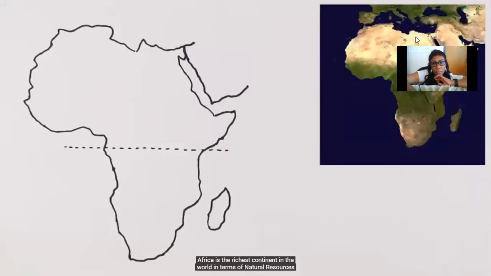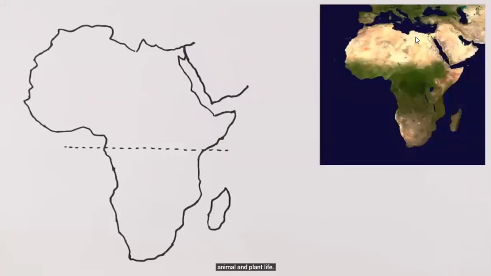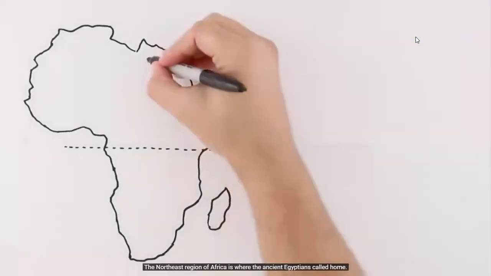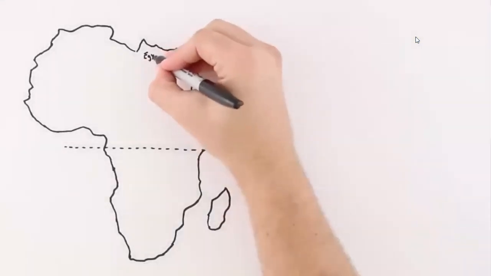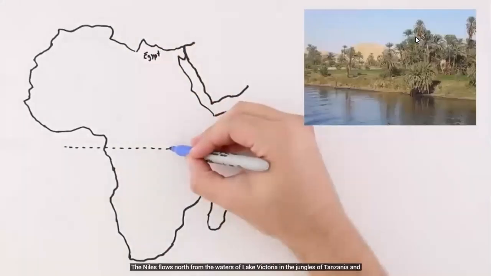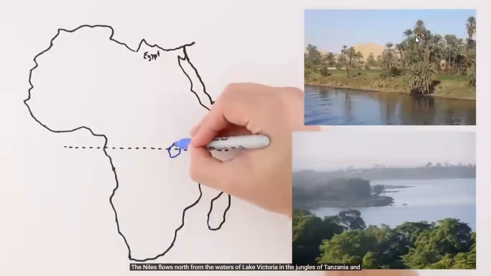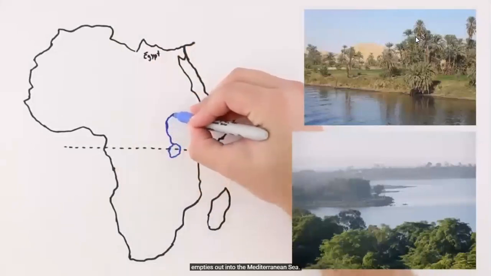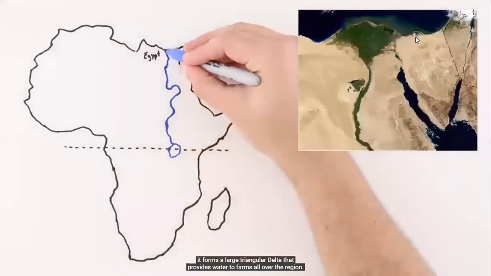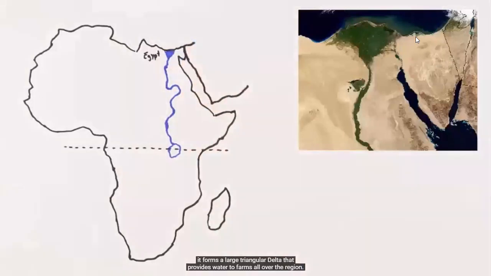Africa is the richest continent in the world in terms of natural resources, animal, and plant life. It is a land of variety and was home to some of the earliest civilizations. The northeast region of Africa is where the ancient Egyptians called home. With dry, desert conditions, life revolved around Africa's largest river, the Nile. The Nile flows north from the waters of Lake Victoria in the jungles of Tanzania and empties out into the Mediterranean Sea. Just before it flows into the Mediterranean Sea, it forms a large triangular delta that provides water to farms all over the region.